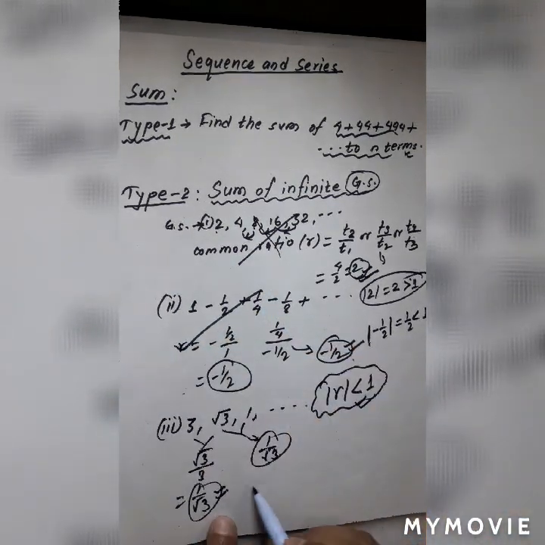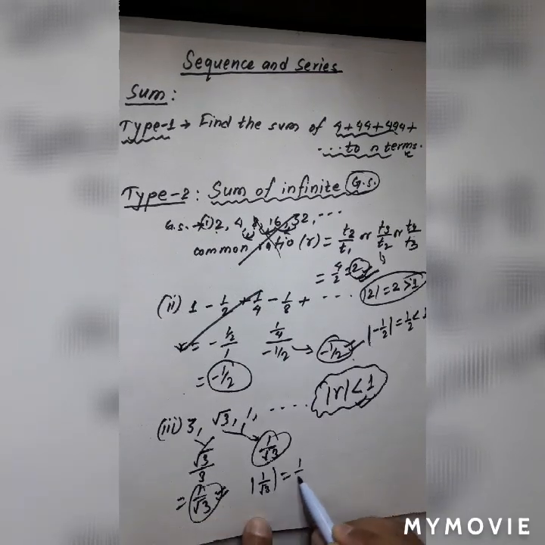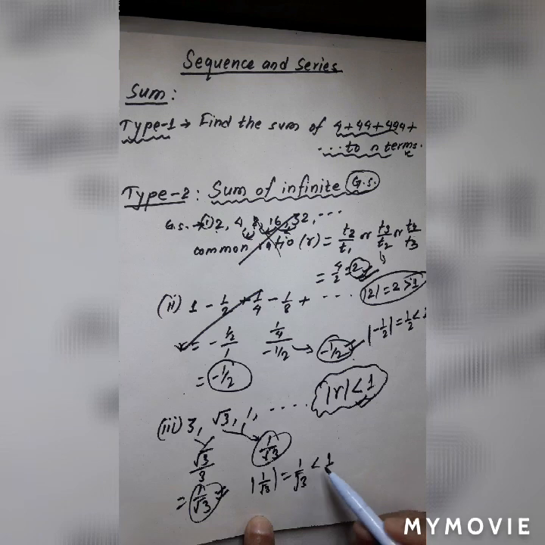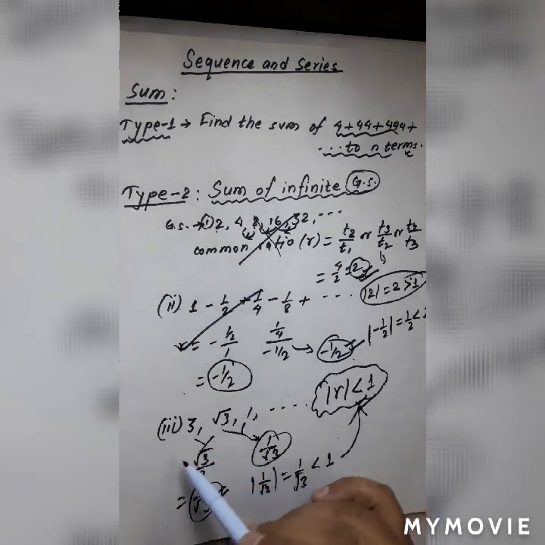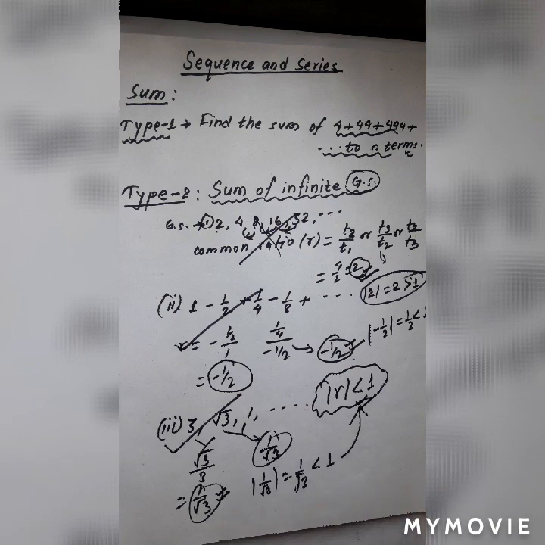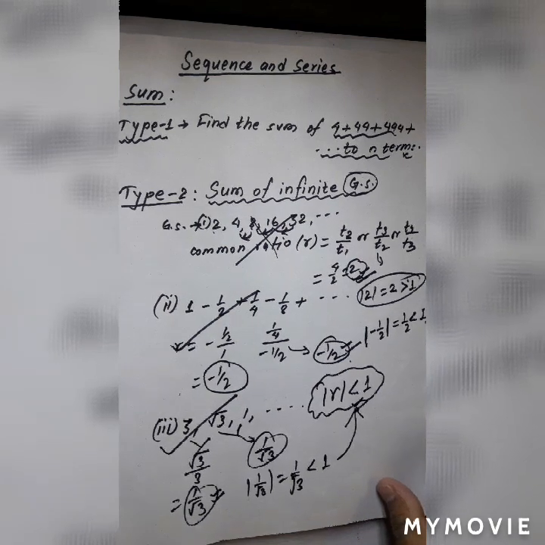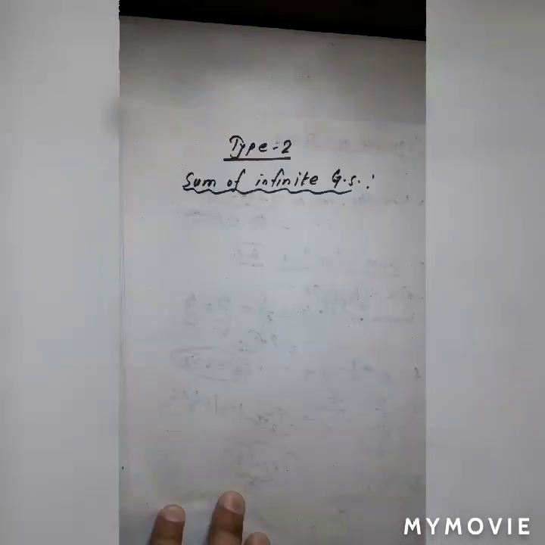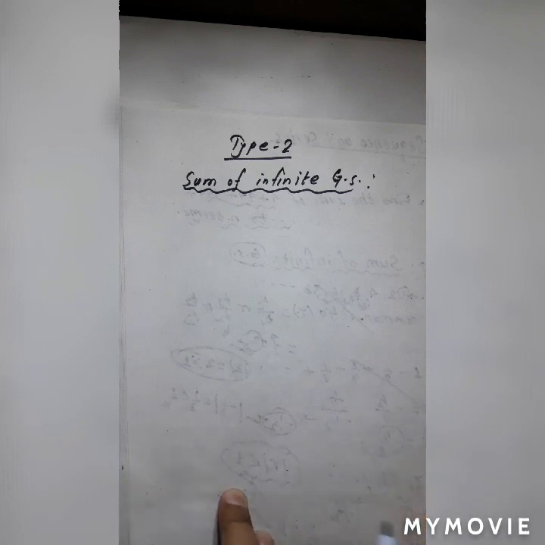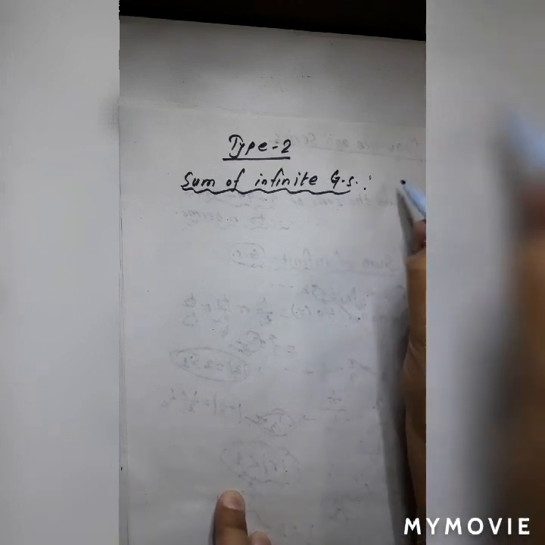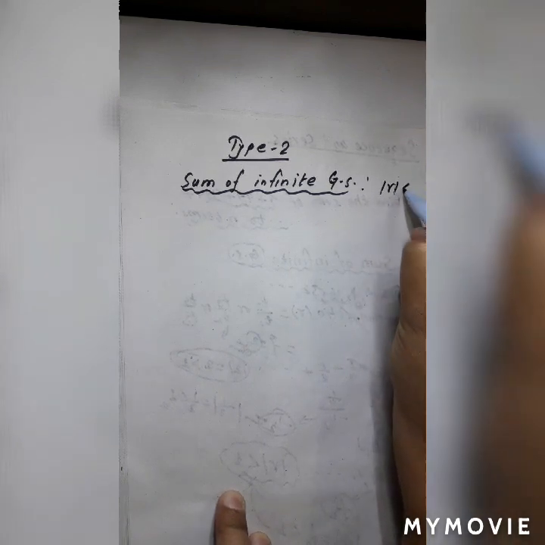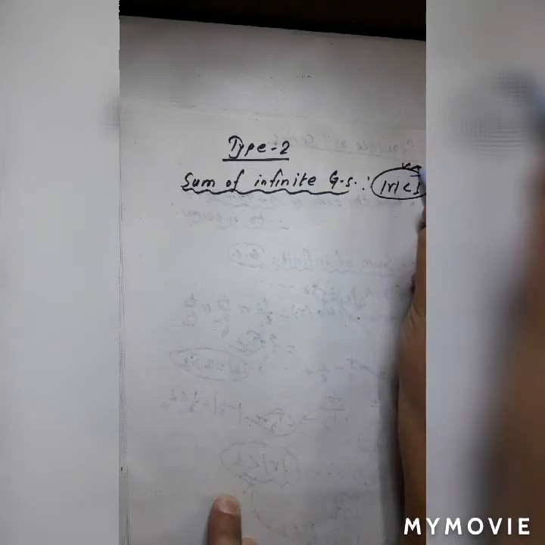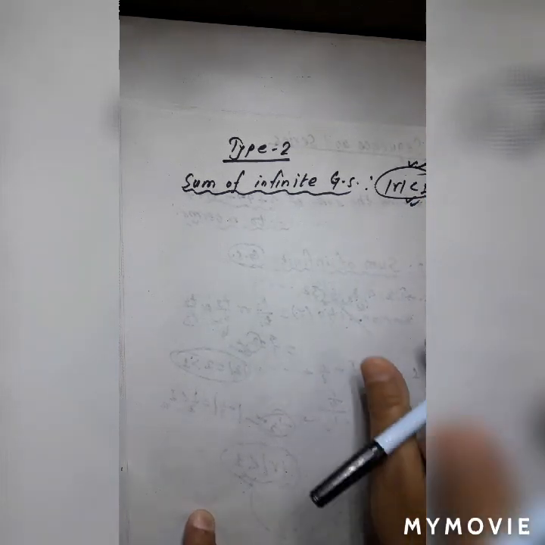Similarly, look here, 1 by root 3, and the absolute value of 1 by root 3 is 1 by root 3, which is less than 1, so this also satisfies the condition. That's why the sum of this sequence is also possible. So students, if the absolute value of the common ratio is less than 1, then we can find the sum of that geometric series. To find the sum of an infinite geometric series, the absolute value of R must be less than 1. This is very important. If this condition is satisfied, then only we can find the sum.